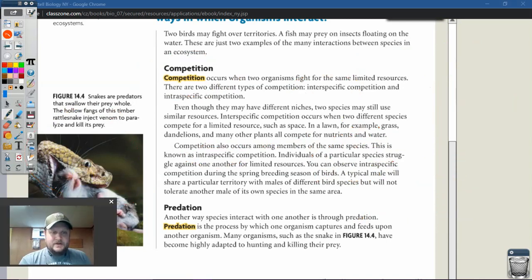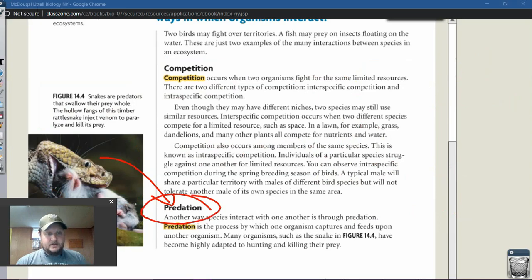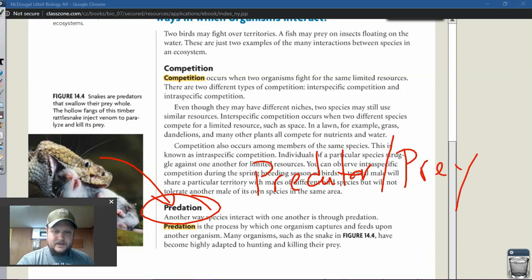All right, so getting on to our next relationship between species, this is actually a very good example of predation. So while this snake might be competing with another timber rattlesnake for that mouse, the fact that it is catching and killing prey, right, makes it a predator. All right, so anytime we have a predator-prey relationship, right, this is called predation. All right, when one organism captures and feeds upon another organism.